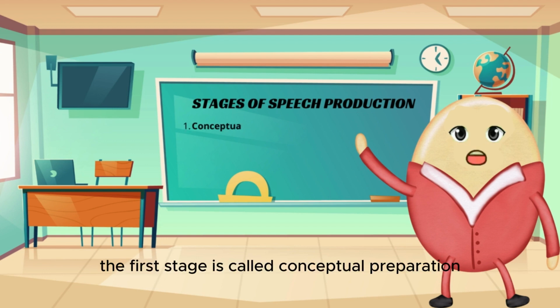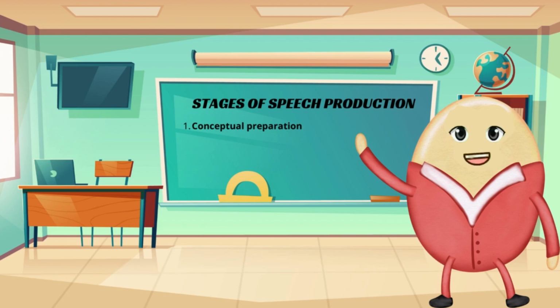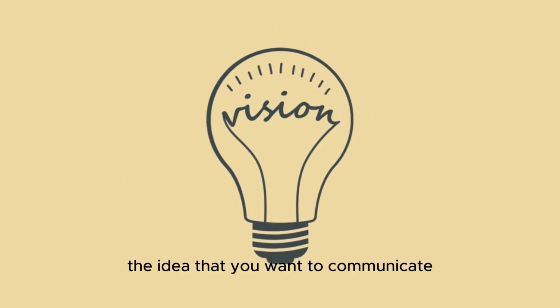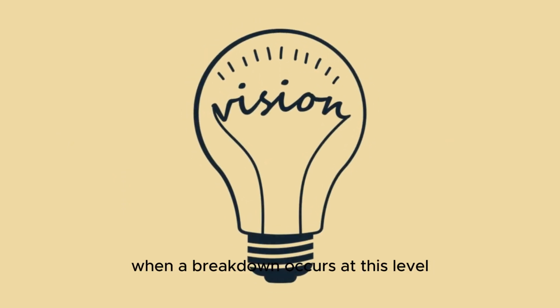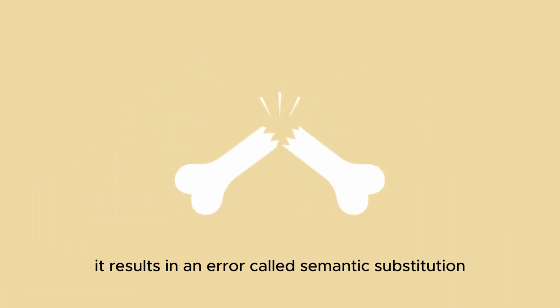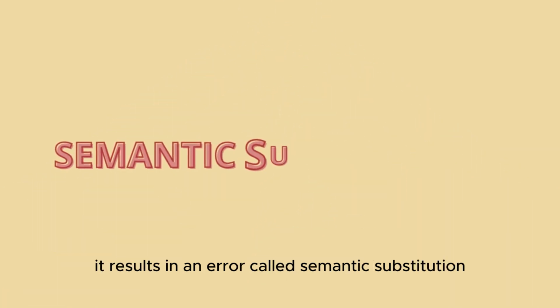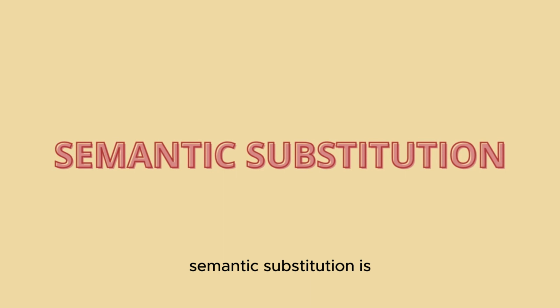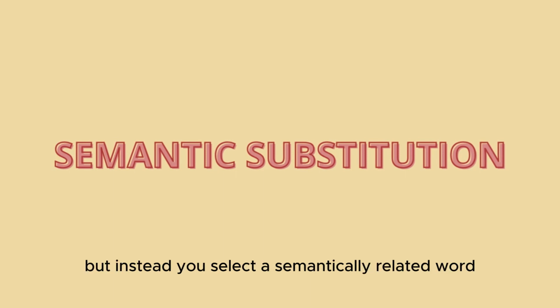The first stage is called conceptual preparation. This stage involves formulating the idea that you want to communicate. When a breakdown occurs at this level, it results in an error called semantic substitution. Semantic substitution is when you're trying to select a word, but instead you select a semantically related word.